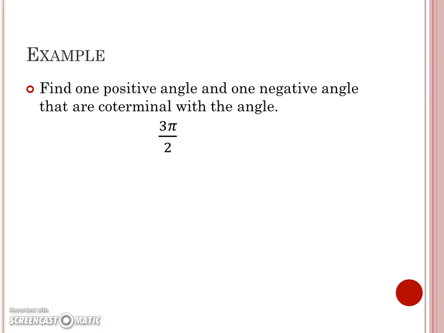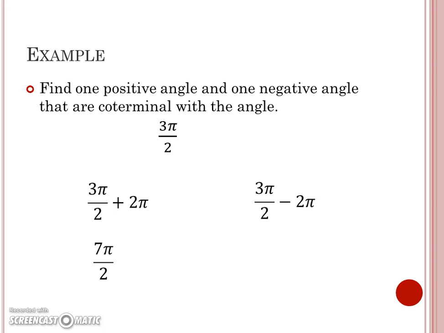The last little bit is finding a positive angle and a negative angle that are coterminal with this angle. So we have 3 pi over 2. Well, we can't add 360 or subtract 360 because this is not degrees. This is radians. A full circle in radians is 2 pi. So we're going to add 2 pi to our radians. So 3 pi over 2 plus 2 pi. 2 pi is really 4 pi over 2. So 4 pi over 2 plus 3 pi over 2 is 7 pi over 2.